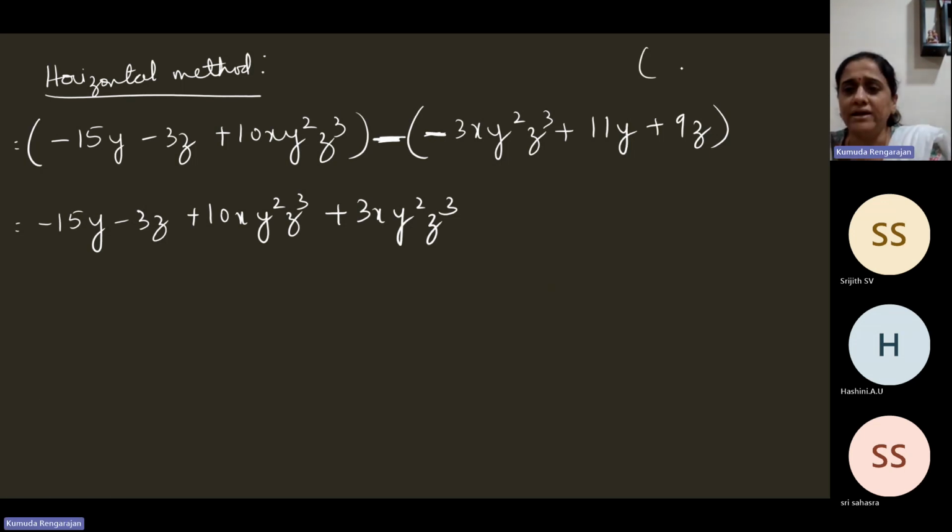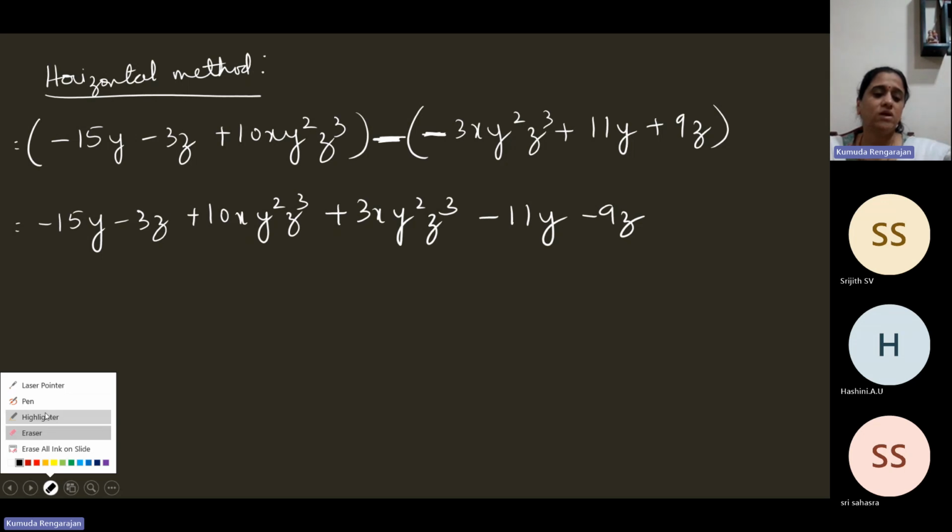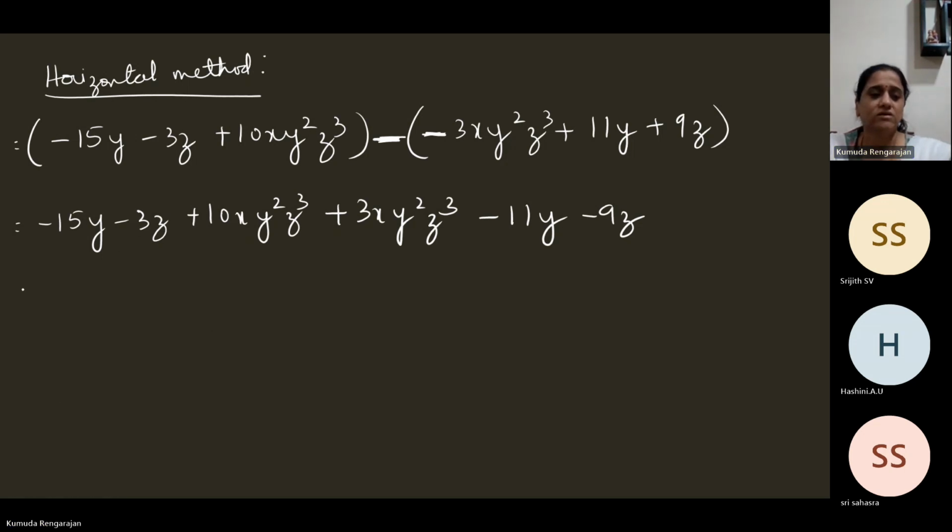Outside the bracket there's a minus sign. Now, how many terms are there inside this bracket? 3 terms. See the signs of those terms. Bring them out with their opposite sign. If it's plus, make it minus. If it's minus, make it plus. So minus 3 will become plus 3xy square z cubed. Plus 11 will become minus 11y. Plus 9 will become minus 9z. Why? Because outside the bracket there's a minus sign. That's all. Now gather the like terms.